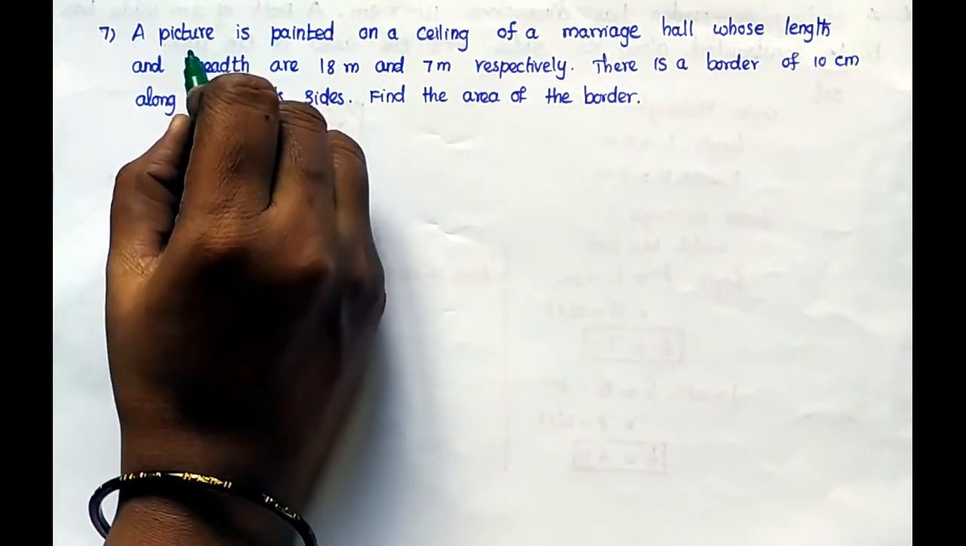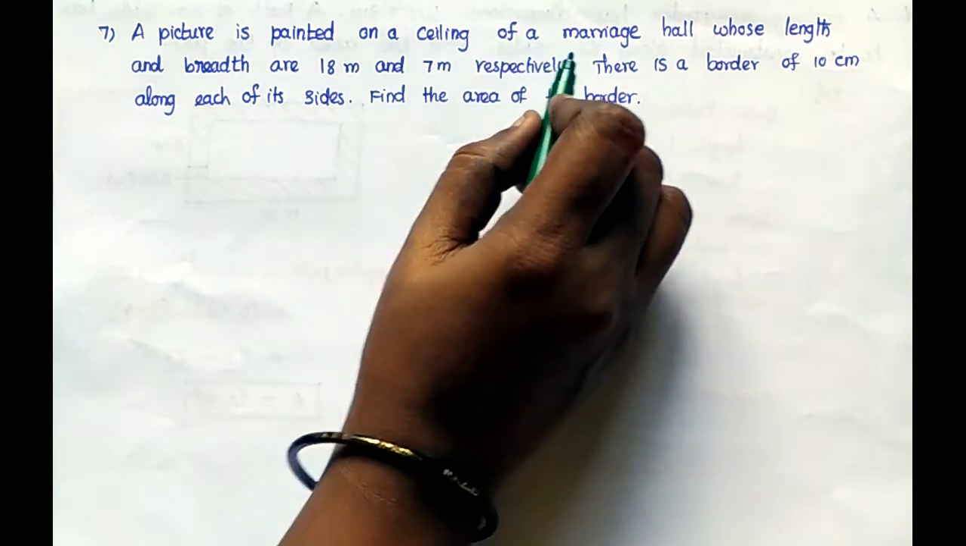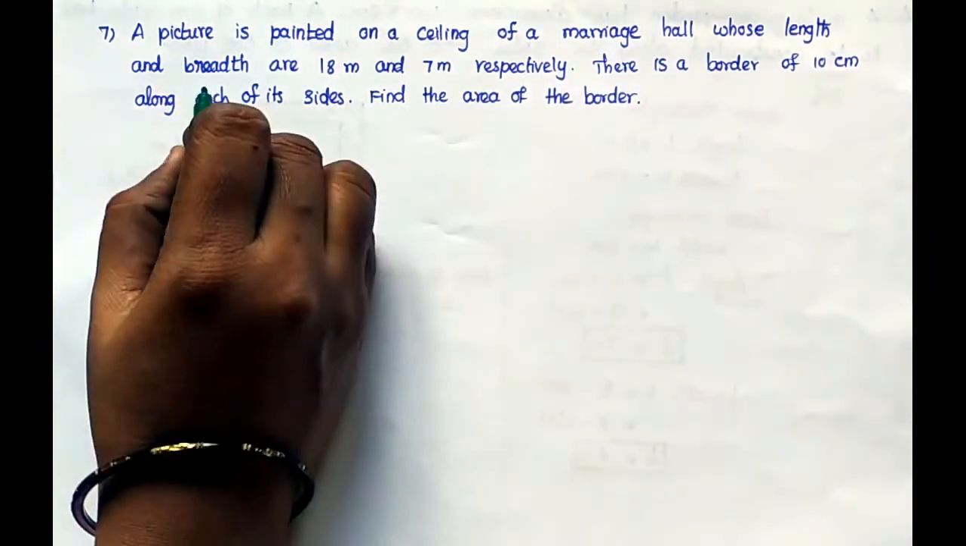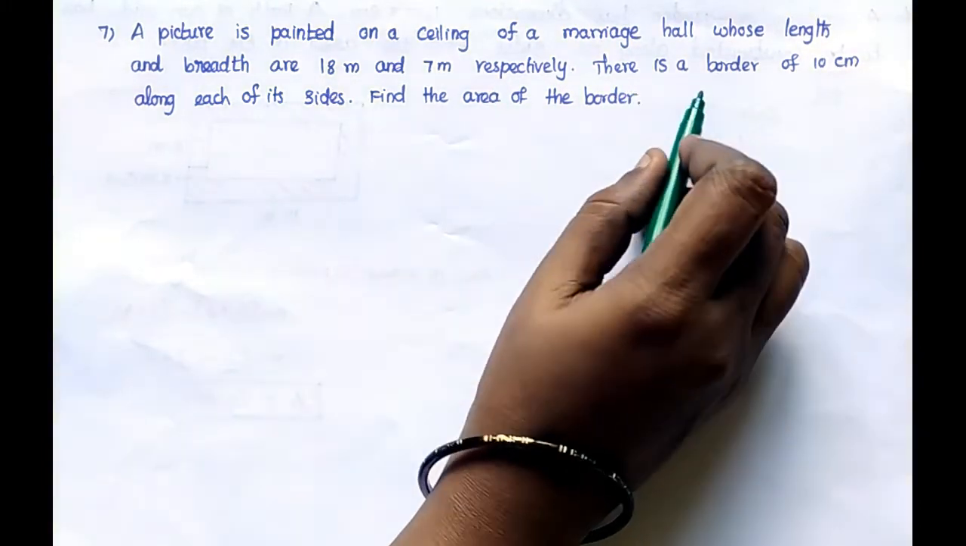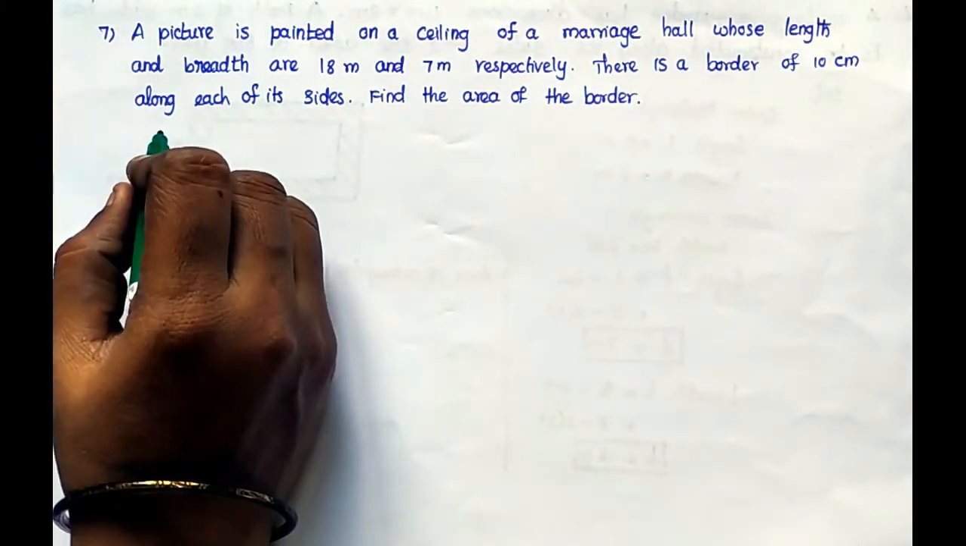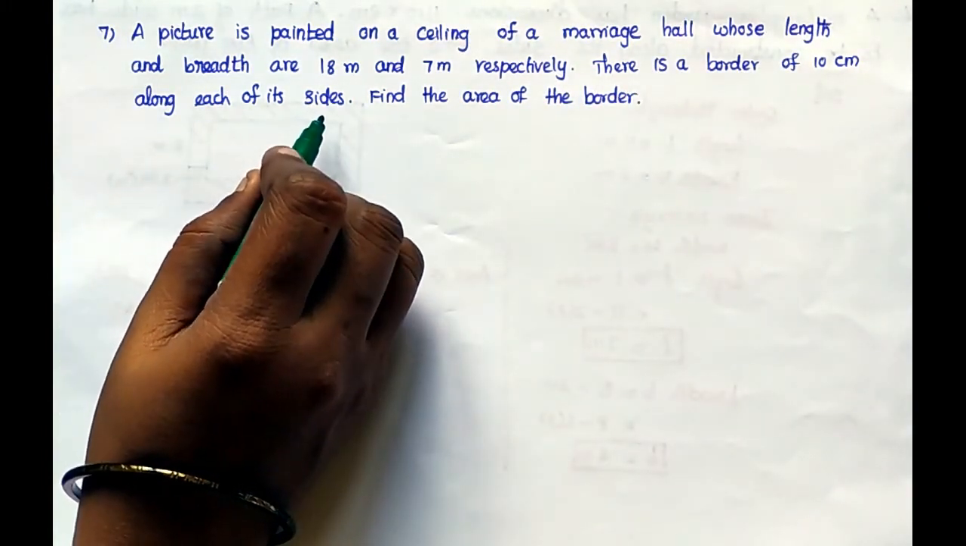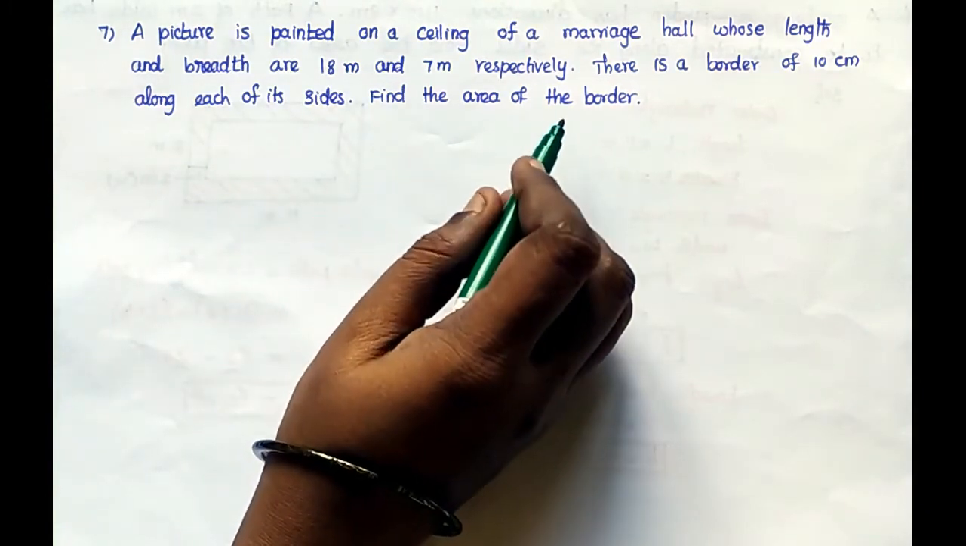Seventh sum. A picture is painted on the ceiling of a marriage hall whose length and breadth are 18 meter and 7 meter respectively. There is a border of 10 centimeter along each of its sides. Find the area of the border. Listen.